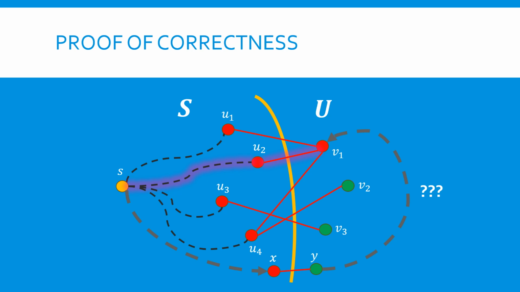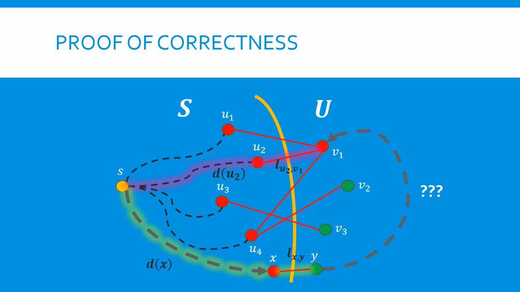Consider the alternative path indicated by the gray broken arrow, which starts from the source S and ends at V1. Since S is in the visiting node set S and V1 is in the unvisited node set U, the path must contain a boundary spanning edge. Let such an edge be XY. In this case, the path length from S to Y is D(X) plus L(XY), where D(X) is the shortest path length from S to X, and L(XY) is the edge length between X and Y.